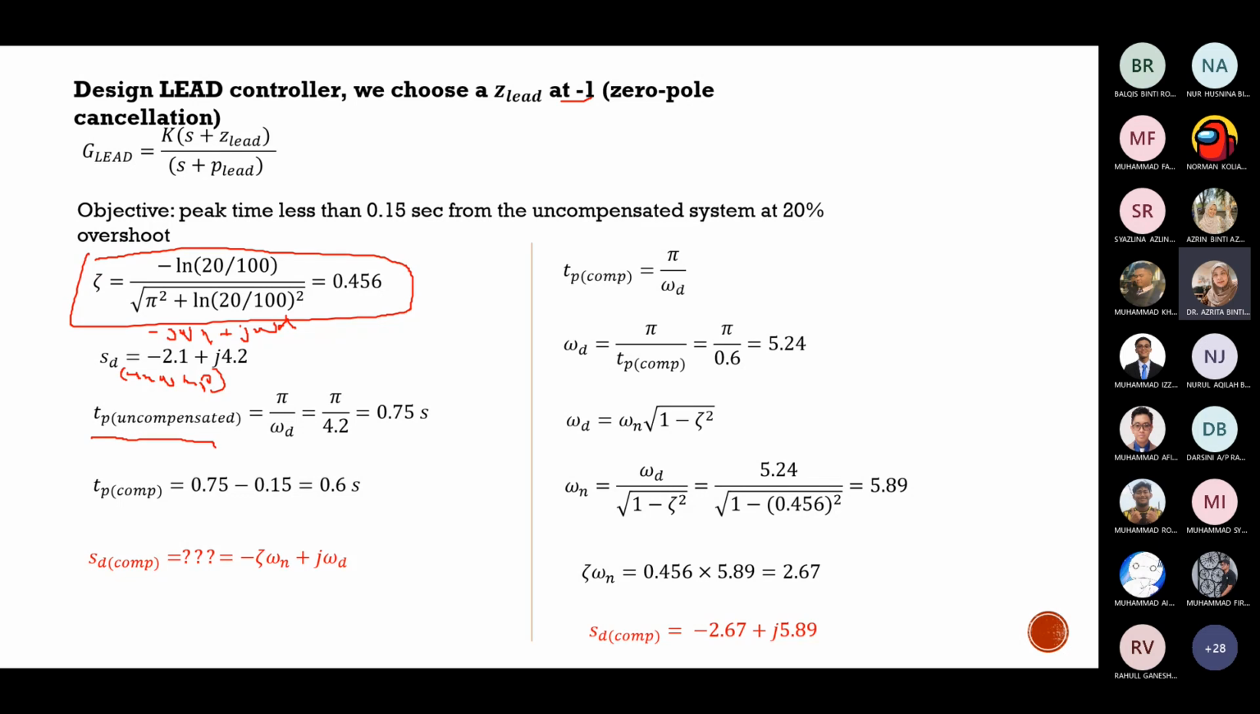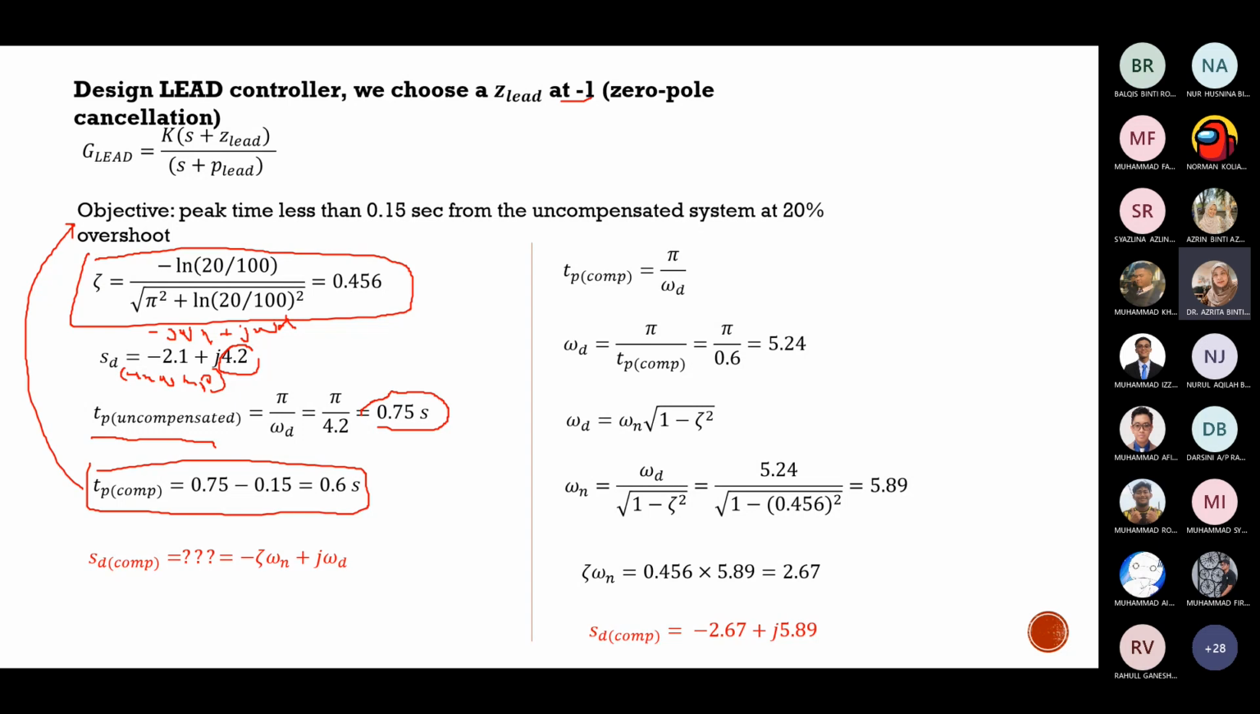Before this, our design requirement was the TS, settling time. But for this example, our design requirement is on the TP, peak time. So we will apply the formula, or we need to find the TP uncompensated, pi over omega d. So omega d is equal to 4.2, so we will obtain 0.75 second. After that, we find the TP compensated or TP new based on the design objective. So 0.75 minus 0.15, so we obtain 0.6 second.